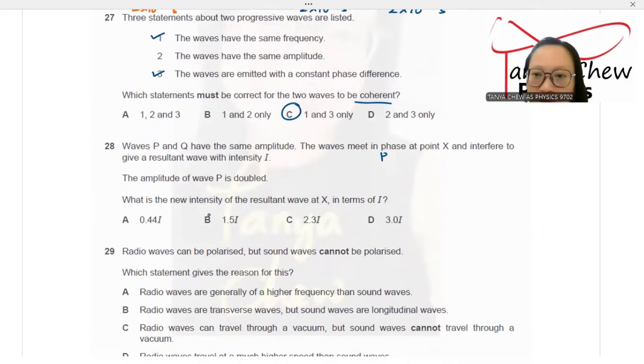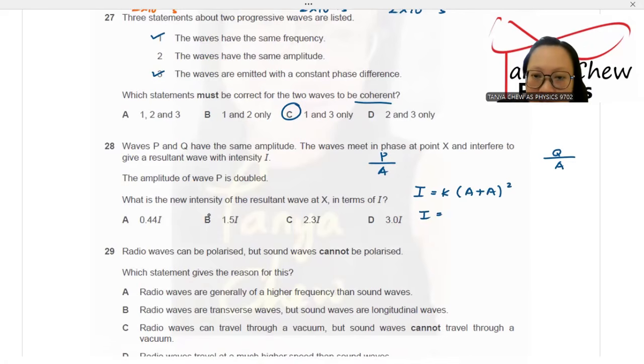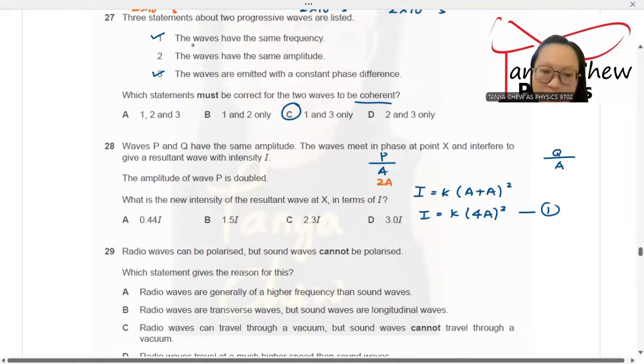So I do P and I do Q. Initially they are of the same amplitude, that's A. So resultant wave intensity is equal to a constant times the resultant amplitude, A plus A, which you have to square. I is equal to K times (A plus A) squared, 2A squared, you get 4A squared. First equation.